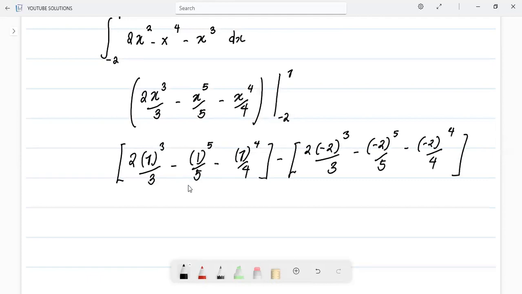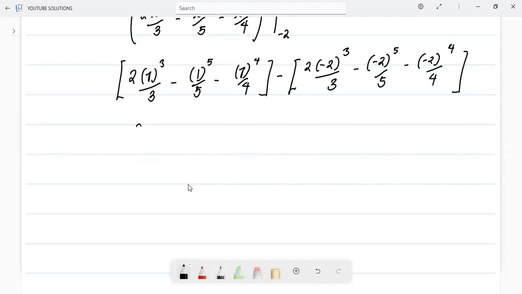Okay, so 1 to the power 3 is simply 1, so I have 2/3. 1 to the power 5 is 1, over 5 minus 1 over 4. The lower limit, negative 2 to the power 3, that's negative 8. Okay, negative 8 times 2, I have negative 16 over 3. Negative 2 to the power 5, that is negative 32. Okay, negative 32 with this negative sign, we have plus 32 over 5. Finally, negative 2 to the power 4, that is positive 16. Okay, positive 16 divided by 4, that is just 4.